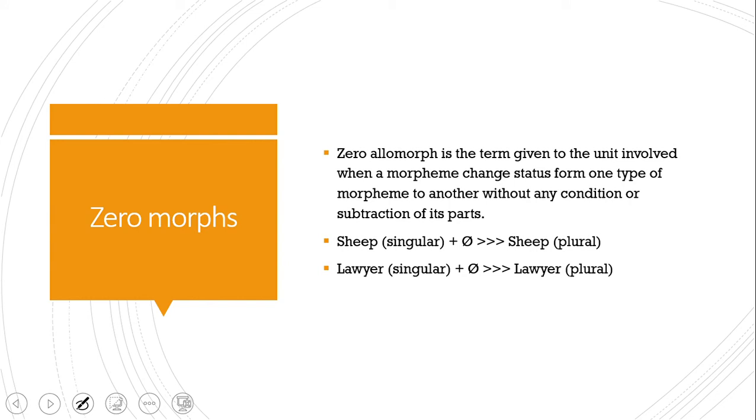Then comes xeromorph. Xeromorph is a variation of allomorph. What happens is that a morpheme changes its status from one type to another without any addition or subtraction to its part. For example, take the word sheep. This is the singular word. If I say the plural word for sheep, it would again be sheep. You cannot add an s sound, z sound, or iz to make it plural. There will be no change.